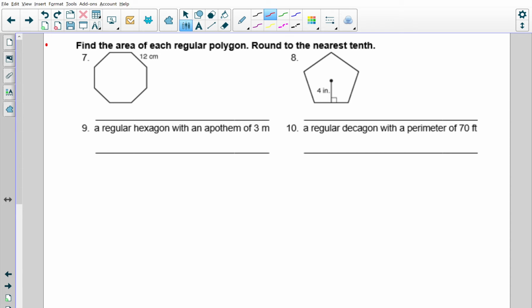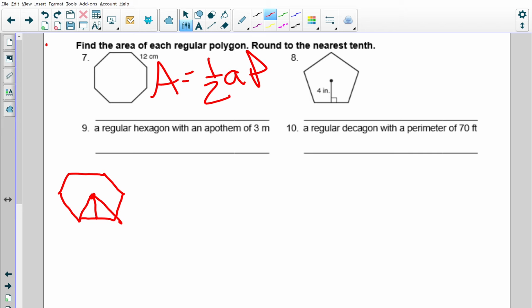Okay, here we go. I'm going to do 9 and 10 now. So number 9 says a regular hexagon, 6 sides. The apothem's going to go like that, and you got to make your triangle. Right? They give you the apothem, so we know part of the formula. Remember, 1/2 apothem times perimeter. So we just need the perimeter, which means we need to find this distance.